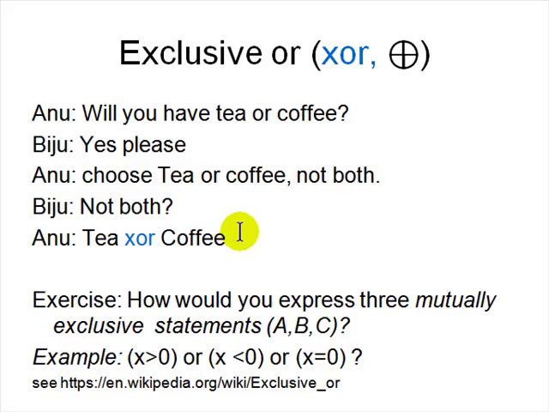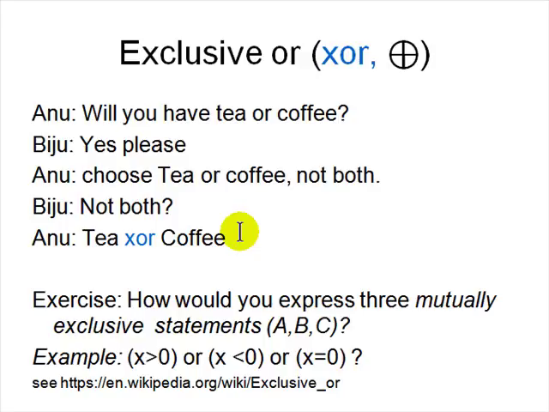And then there's another operator. So let's look at an example. Anu says, will you have tea or coffee? Biju says, yes please, as a logician would say yes. That means yes, I'll have tea or coffee. So what Anu is actually saying is that you can have tea or coffee, but not both. Not both? Yeah, you can say tea exclusive or coffee. That means choose exactly one of tea or coffee.